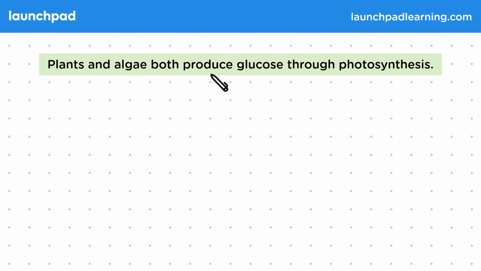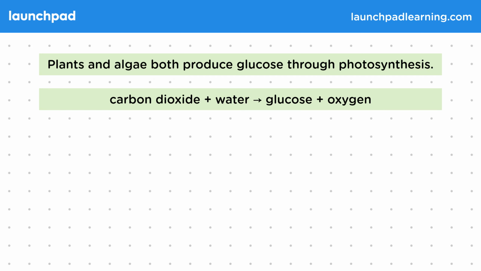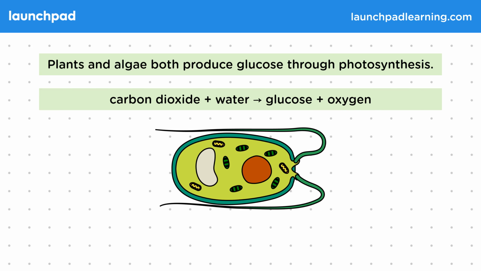Plants and algae both produce glucose through photosynthesis. Remember that glucose is made in this process, so carbon dioxide reacts with water to create glucose and oxygen. Bear in mind it isn't only plant cells that photosynthesize, algal cells do as well. For the exam, you should learn what the glucose produced by photosynthesis is used for. So, how is this glucose used?